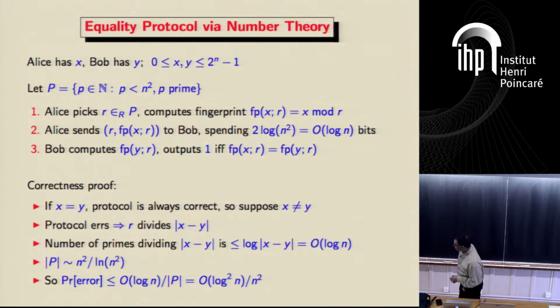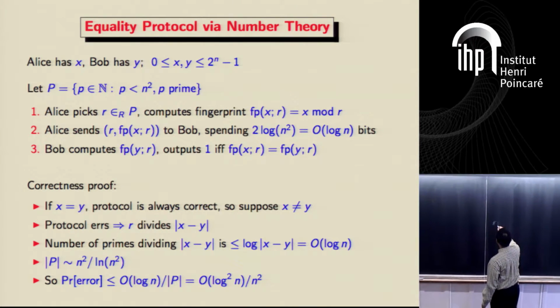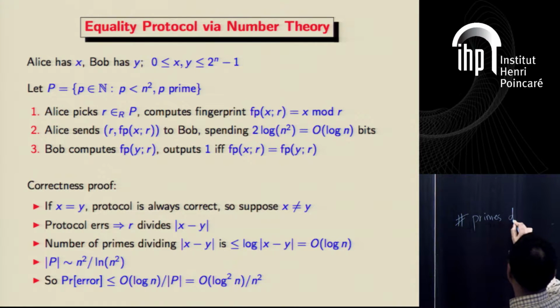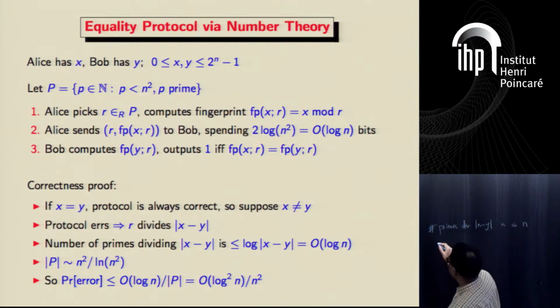Sorry, I have something wrong here. Pardon me, the first one should be order n here, not order log n. So my calculation at the bottom is off. Let me do the right one. The number of primes dividing x minus y is at most log of 2 to the n, which is at most n, and this one is definitely correct: the number of primes up to n squared is n squared over ln n squared.